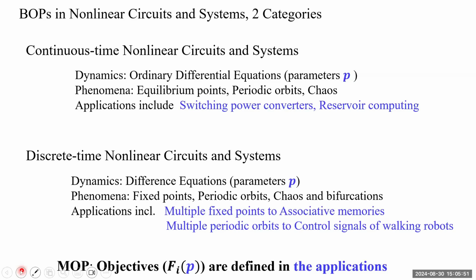Then higher dimensional systems exhibit a variety of nonlinear phenomena: multiple fixed points, multiple periodic orbits, and chaos and bifurcations. And applications include multiple fixed points for associative memories, and multiple periodic orbits for control signals of walking robots. Then the MOP, multi-objective optimization problem. The objectives are defined by the applications.